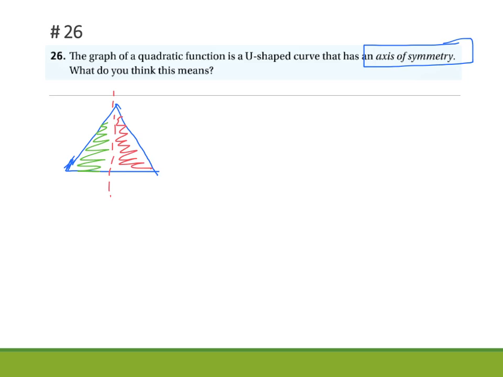So a quadratic function is going to be a U-shaped curve that has an axis of symmetry. So when I draw it, it's going to look like a U, and the axis of symmetry is going to float right down through the bottom, or right down through the center, and it's going to divide it into two halves that are mirror images of each other. That is an axis of symmetry.